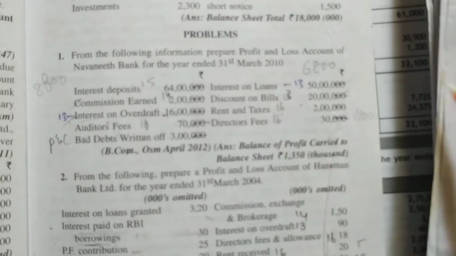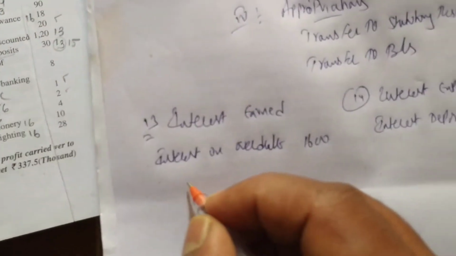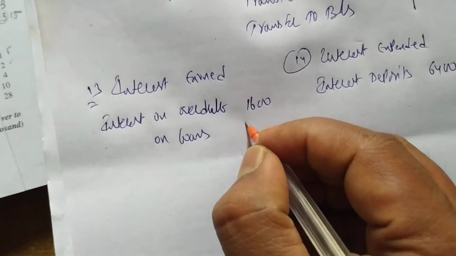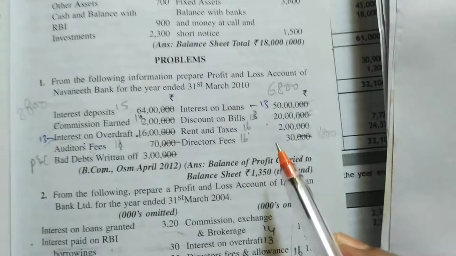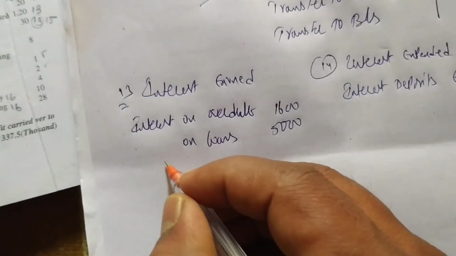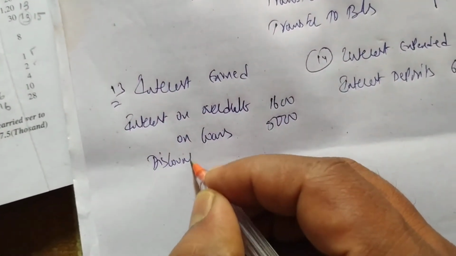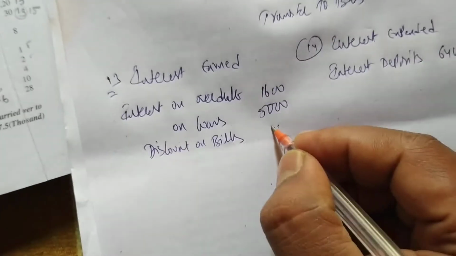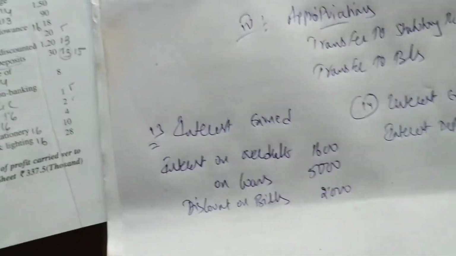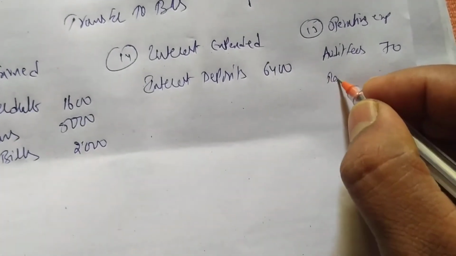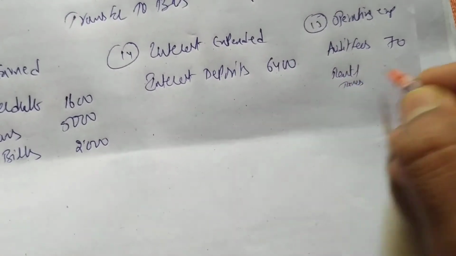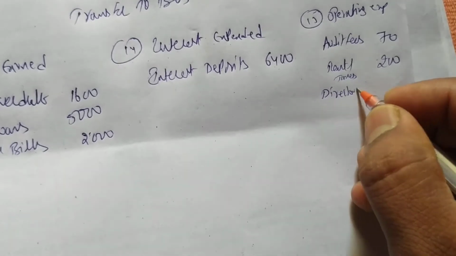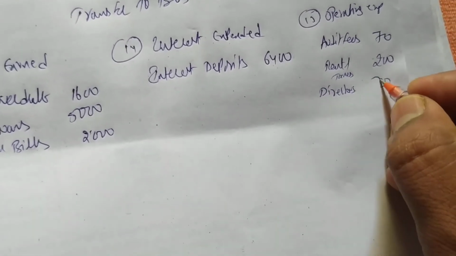Next, what we are having? Interest on loans. How much? 50. So we have written here interest on loans. How much is the amount? 50, 5000. Discount on bills. That also we have written here only. That is our main source of income. When you see the format, you will be able to understand all this, what I am writing, how I am writing. That is also 2000. Rent and taxes, that is 200. Next, we are having director fees. How much director fees? 30. That is also written.